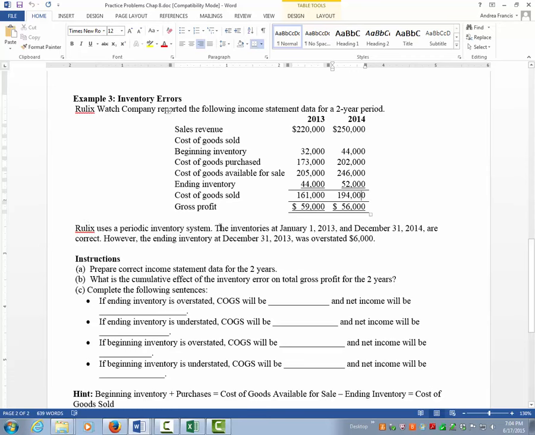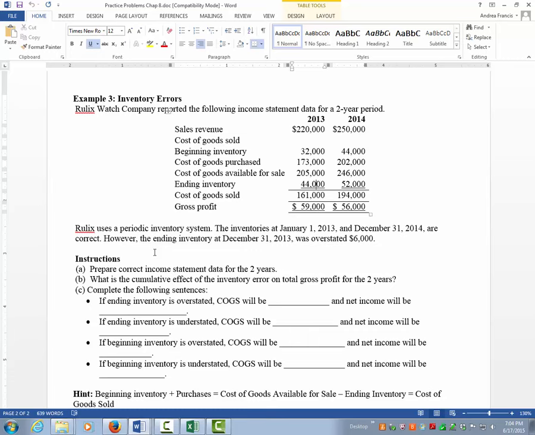Rolex uses a periodic inventory system, which means it uses that relationship between inventory and purchases to get to cost of goods sold. The inventory at January 1st, 2013, which means the beginning inventory, and December 31st, 2014, so that's the ending inventory, are correct. However, the ending inventory at December 31, 2013 was overstated by 6,000, so there was a mistake.